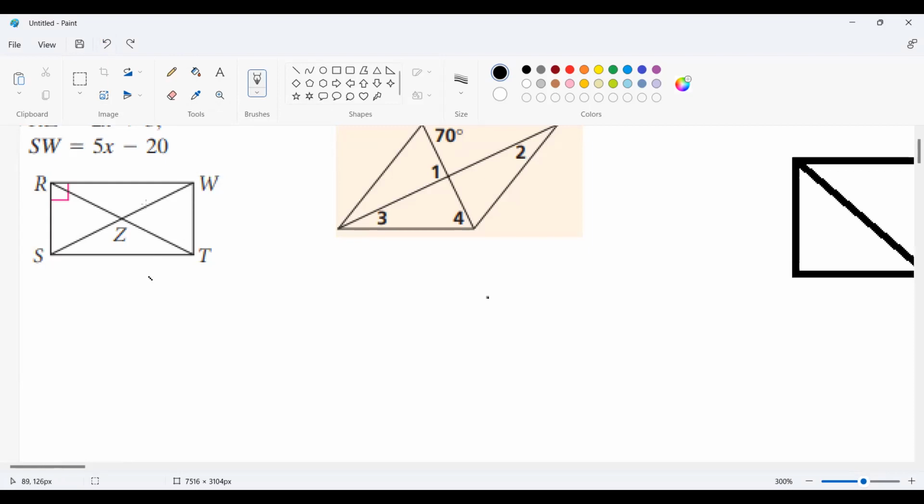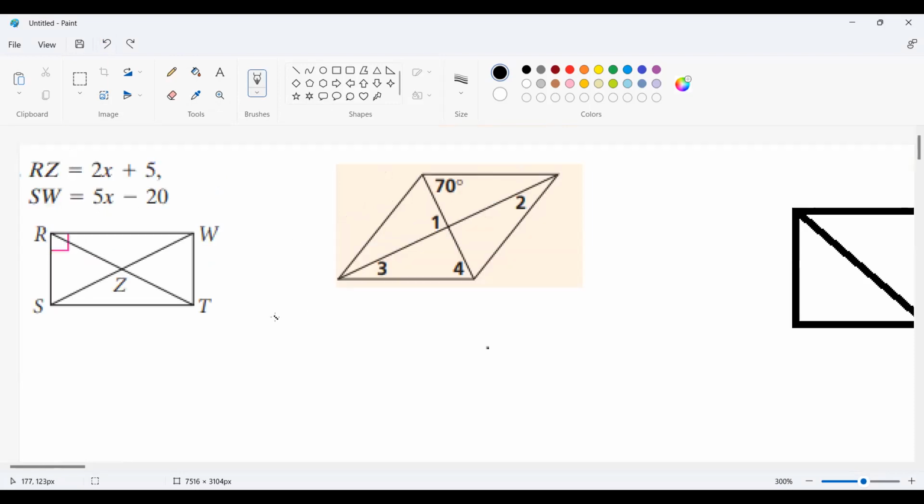Right. So as I was saying, we are asked to find RZ.